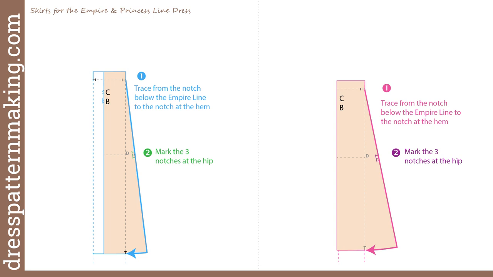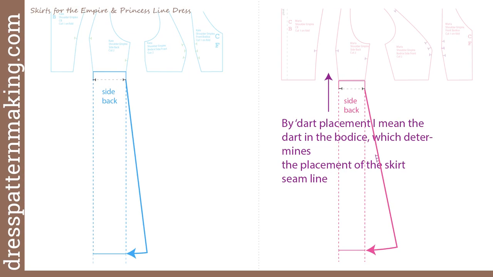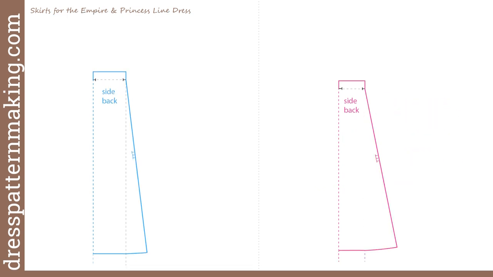I want to point out that my side back piece is completely hidden by my centre back piece, but Kate's isn't, and that's just because Kate and I have different proportions and my dart placement is different to hers. So when I finish tracing and lift off the centre back pattern piece, this is what I have so far, and I need to do the same on the other side of the side back for the other seam line.